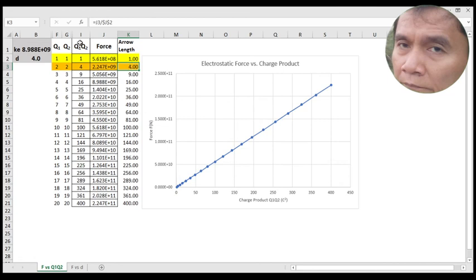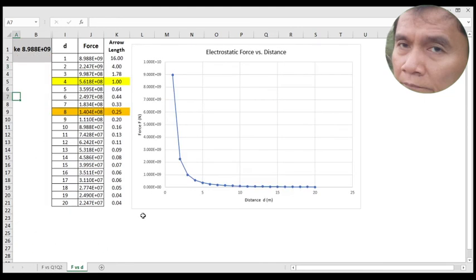Okay. But when you plot that, notice that this is a straight line, because F is directly proportional to the product of Q1 and Q2. So, therefore, you come up with a straight line. Next is, what if you plot force with distance, or with R in this case? If you consider a distance of 1 meter using consistently the same charge of 1 coulomb, you'll get this force. The arrow length, when your distance is 1 meter, is 16 times longer than the original arrow.